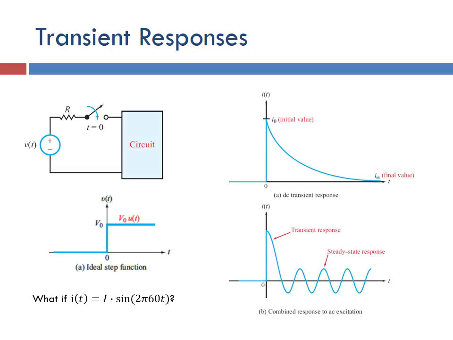Early on, once you push that button, your battery is going to start using its power up, and it's going to just keep dying and dying and dying, and never comes back because there's nothing else giving power to it in the system. And that's how I look at the DC transient response, because again, a battery is a good example of DC. Now, if we look down at B, we've got combined response to AC excitation.